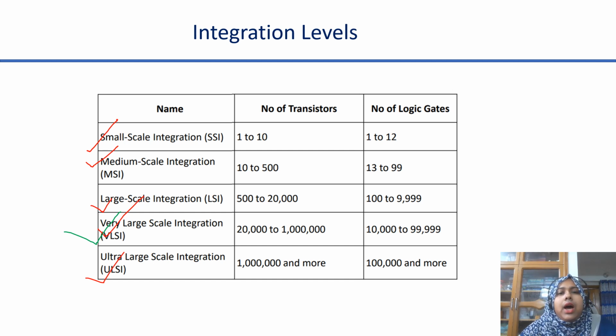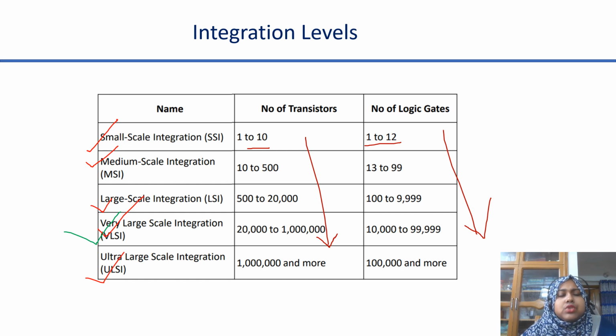You can see the number of transistors and the number of logic gates vary from one kind of integration level to another. The number of transistors and logic gates successively increase with the years, and for the increasing numbers, the integration level's name also changes. The first one is SSI, or small scale integration. Here, the number of transistors and logic gates is very low: there can be 1 to 10 transistors and 1 to 12 logic gates.